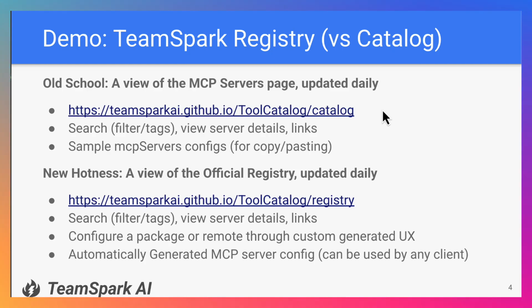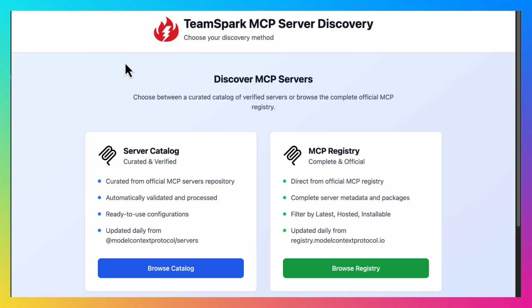And the new way that we're doing this is that we implemented in parallel a similar application that sits on top of this new official registry that allows you to search and filter in similar ways, but it actually allows you to configure an MCP server through some custom generated UX driven by the configuration of the repository, and then automatically generate the MCP server config. So kind of what I showed you before. Let me just give you a quick demo of what that looks like.